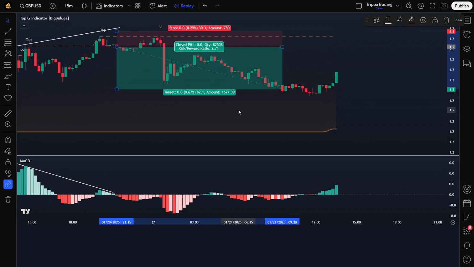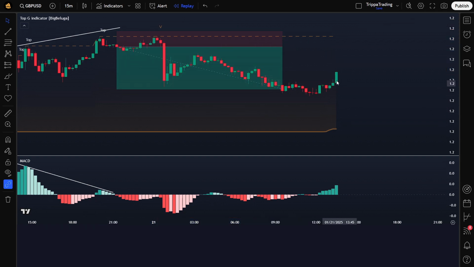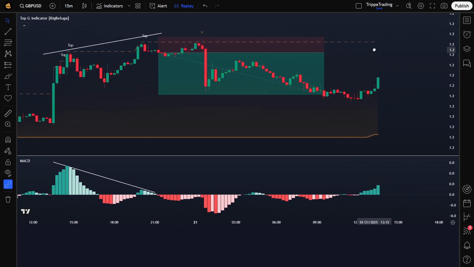In summary, the TopG indicator by Big Beluga is a simple yet powerful tool for identifying market tops and bottoms. When combined with MACD divergences, it provides high probability reversal signals, helping traders time entries and exits with precision.